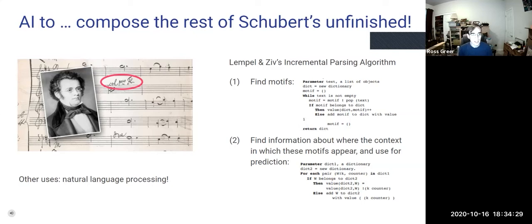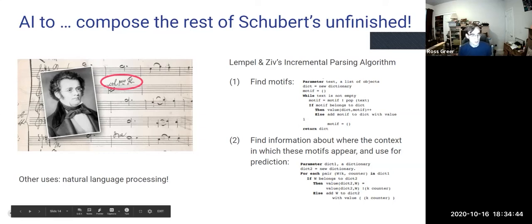So with that, I am going to play an example of using Lempel and Ziv's incremental parsing algorithm on a piano piece. This is something I generated from a MIDI file. And I want you to guess what the piano piece is and see if you can hear any of the longer motives using this algorithm.